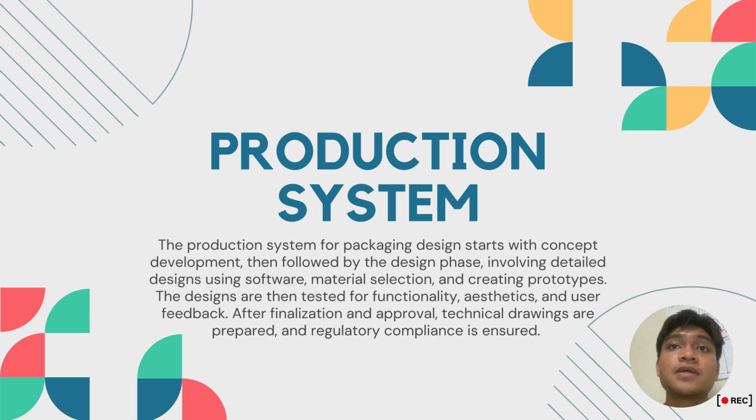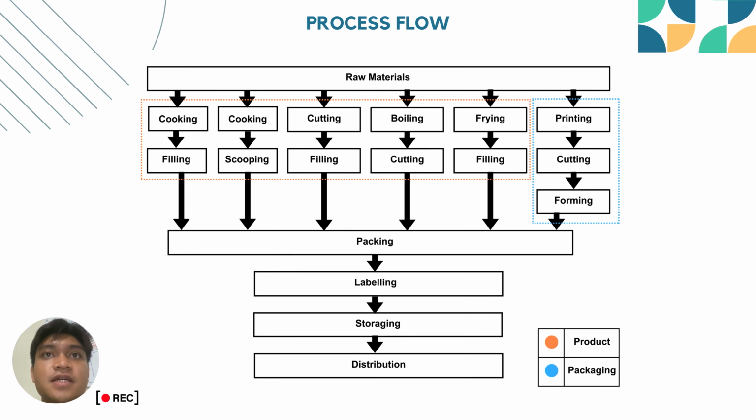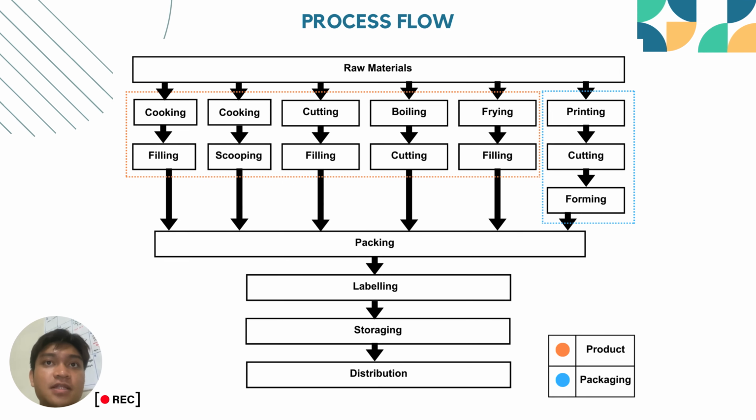So the quantity of the food production also must be planned well, so that we can get the right amount of the production that we want, and we can finalize on how many more we can produce. So this is the process flow for our production.